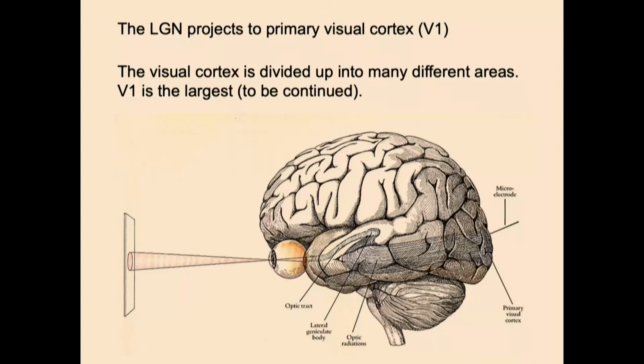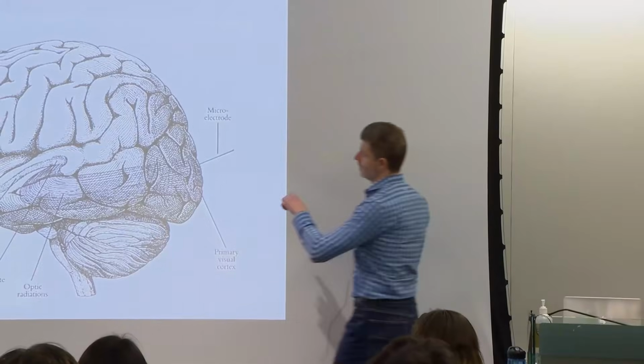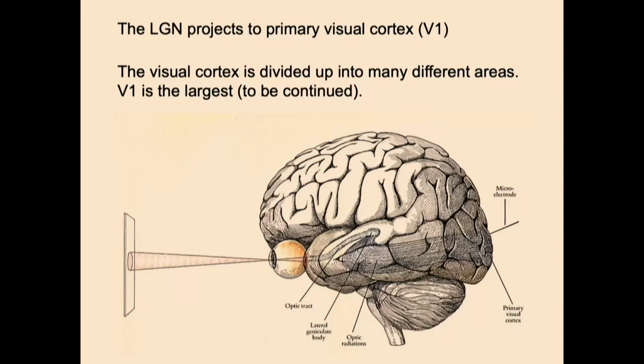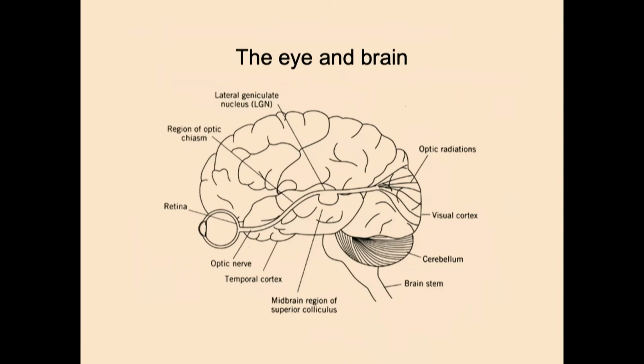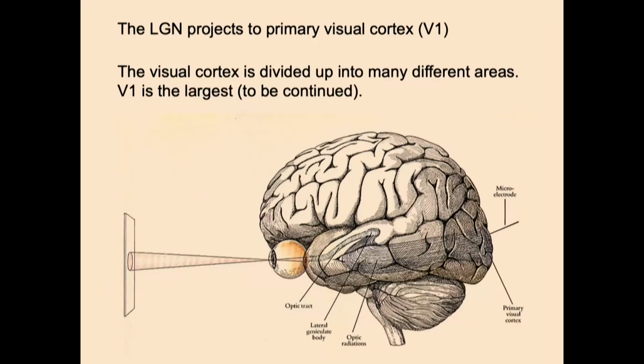Okay, so we've been talking about the LGN, the lateral geniculate nucleus, that projects to the primary visual cortex, also known as V1. The visual cortex in general is divided up into lots of different areas, as we will see, but V1 is the largest, and so we're going to talk about that next. All right, so on to the rest of the visual system, in particular the cortex. So again, this is where we're at. We're going to talk about primary visual cortex.